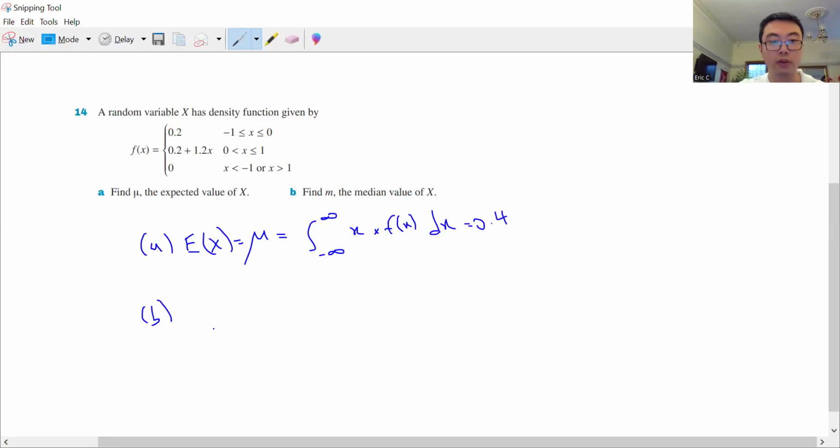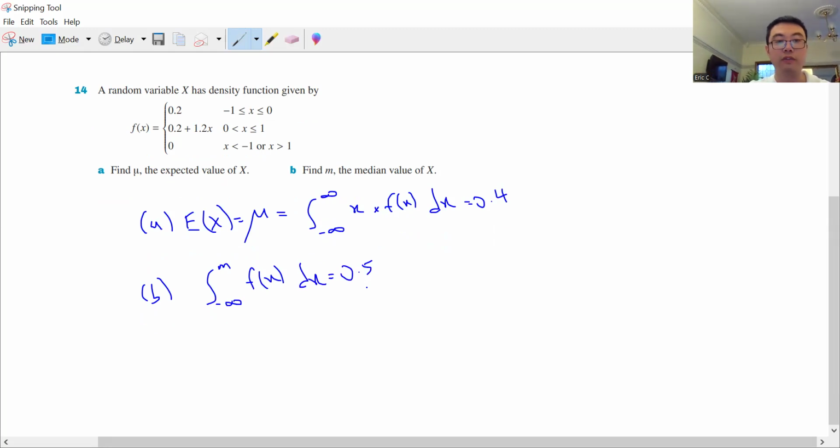And then for the second part, to find the median value of x, let me bring up my screenshot again. So for part B, to find the median value of x, what we're looking for essentially is the integral from negative infinity to m of f(x) dx equal to 0.5. Now, again, with the CAS, if you try and do that and solve for m, it's going to take a while. So we want to avoid that.